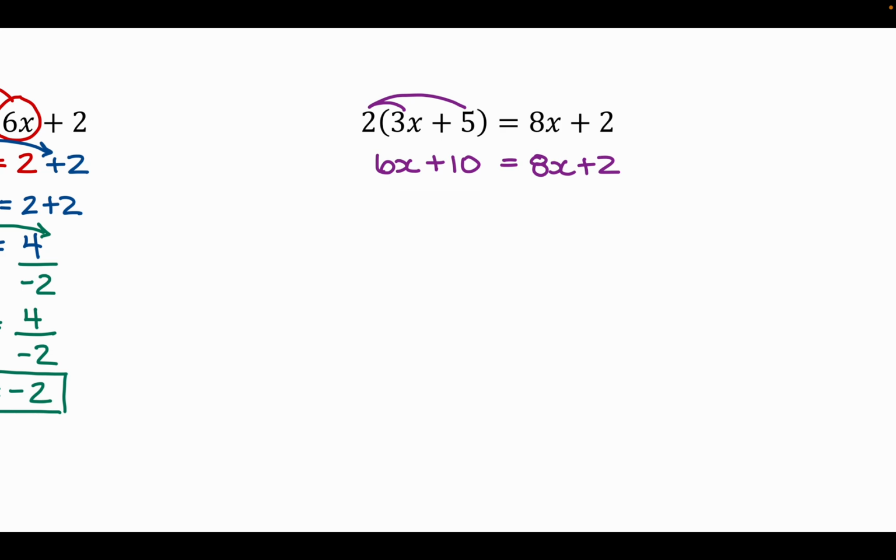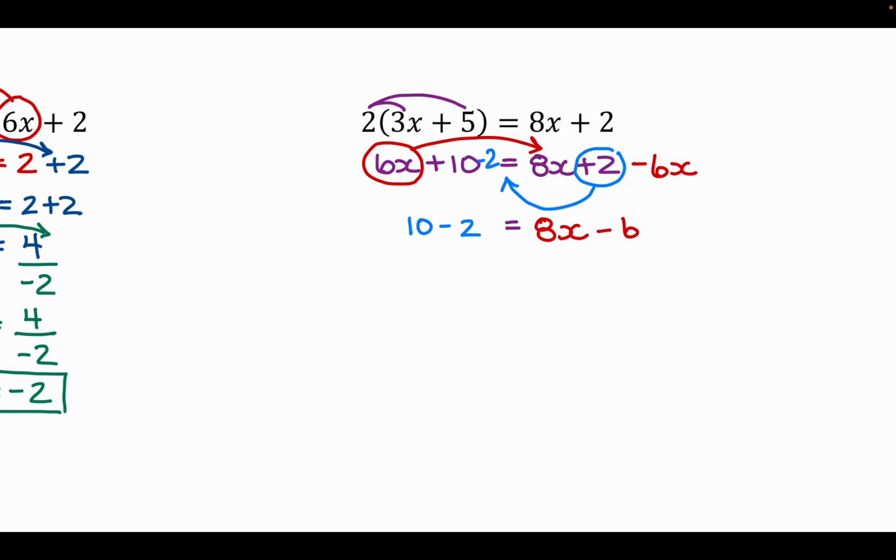I'm going to do it all in one step this time. And it actually doesn't matter which side you collect your x's on. So I'll do it the opposite way this time. So my 6 x's are going to go over here and become minus 6x because they were adding. And then my plus 2, it's going to come over here and become minus 2. And so then what I'm left with is 10 minus 2 over here equals, and then on the right side, I have 8x minus 6x.